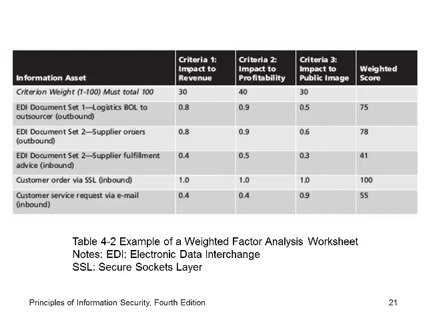All right, here they show the weighting. They talk about the different criteria and the different ways. So this ESD document, impact to revenue is 0.8. But look at the weighted score, 75. Impact to the public, 0.5. Let's find one that's lower. Look at the customer order via SSL. Look at the weighted score, 100, because it really could affect your public image.